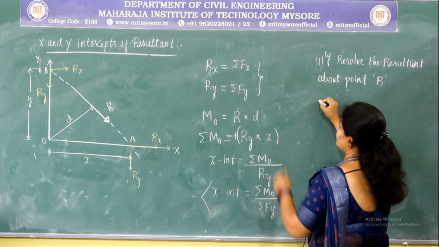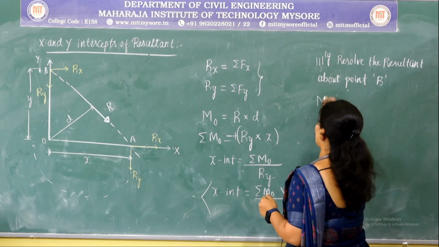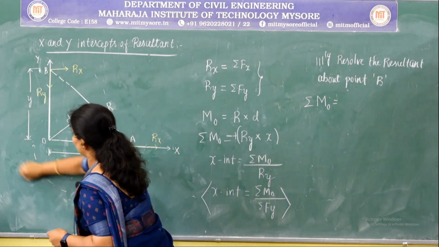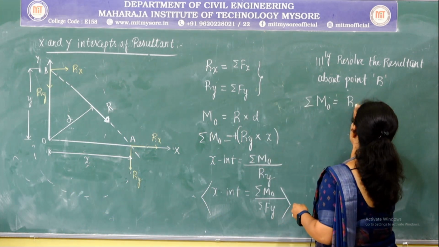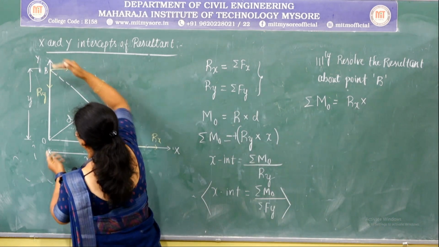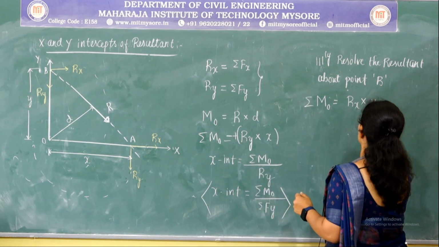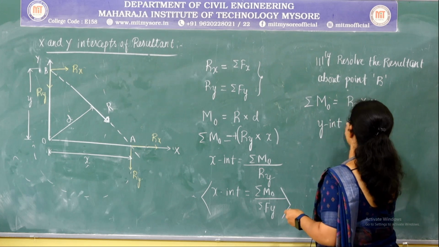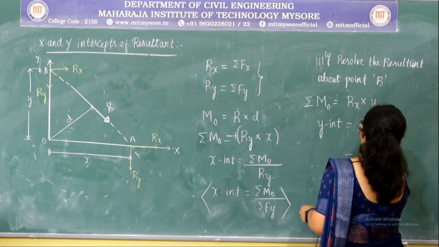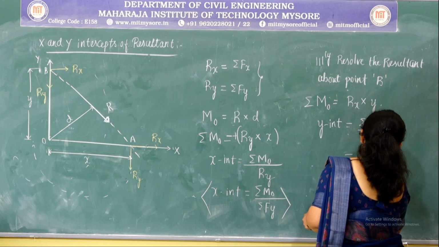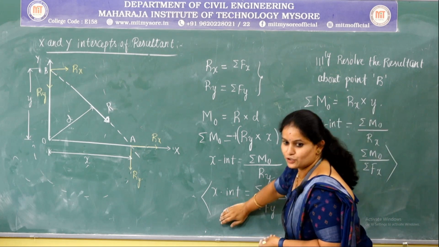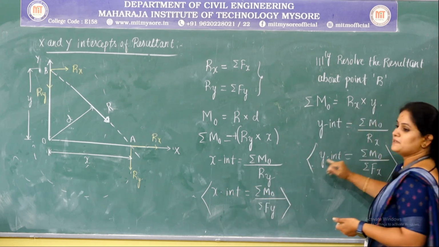Now just consider the moment produced by the component Rx, and it is producing a clockwise moment about point O. So the magnitude is Rx multiplied by the perpendicular distance between the line of action of the force and the point, which is y. Now you can write the value for y intercept, where this Rx can be written as summation of Fx. So these are the formulas to find the value of x intercept and y intercept.